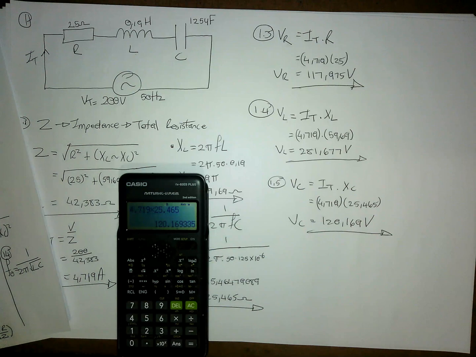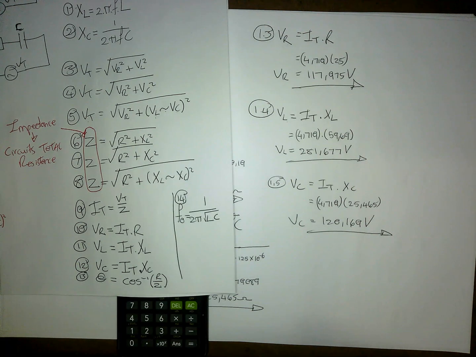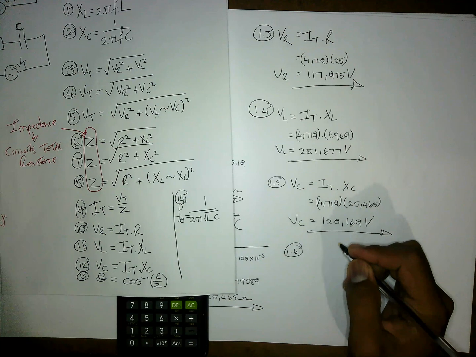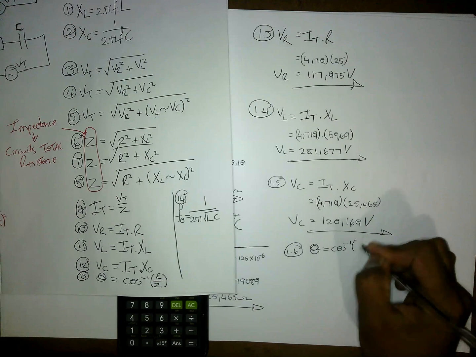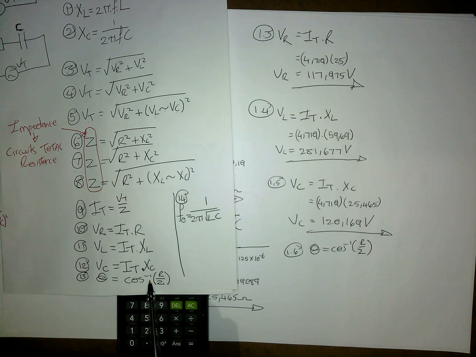So they're asking for the phase angle. For phase angle, actually, you do get more than this formula. You get a formula with tan as well. But we continue, we do this one. Phase angle: theta equals the inverse cosine of R over Z, number 13 here on our formula sheet.